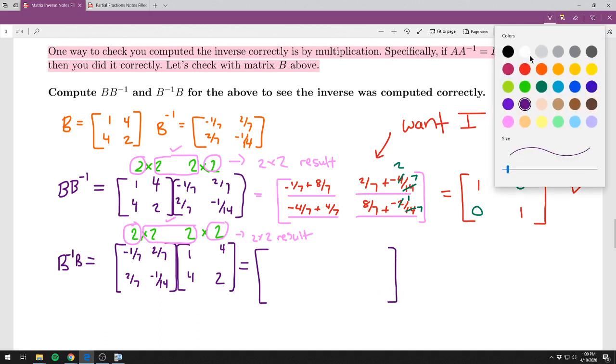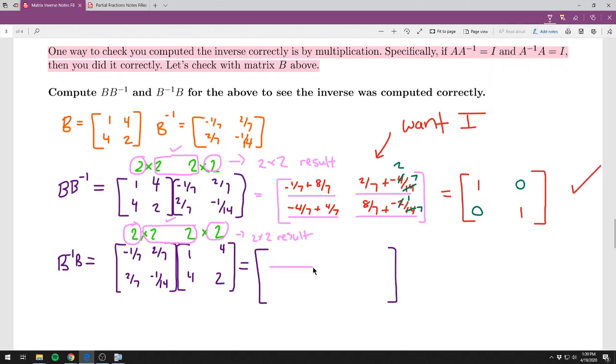All right, so we've got a 2 by 2 result. Do we get 1, 0, 0, 1? That is the question. We want to get that again. So our first row, first column, we go across the first row, down the first column. We have -1/7 times 1 is -1/7, plus 2/7 times 4 is 8/7. Well, that looks exactly the same. Moving over, we have -1/7 times 4 is -4/7, plus 2/7 times 2 is 4/7.